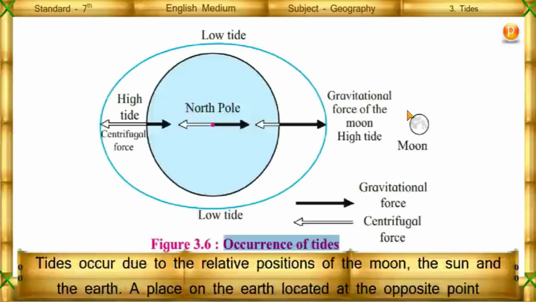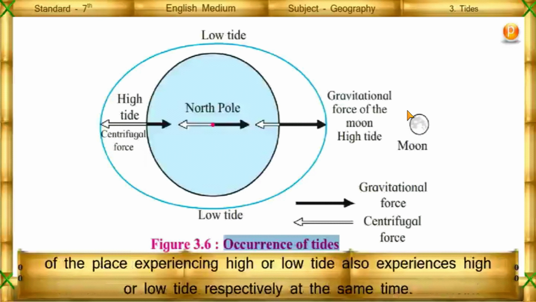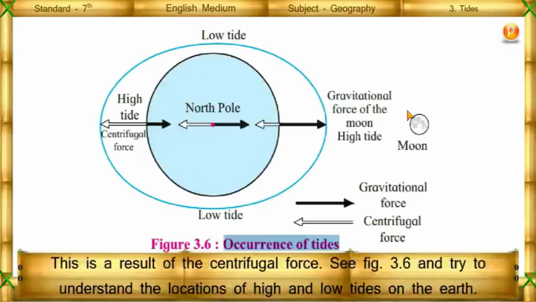A place on the earth located at the opposite point of the place experiencing high or low tide also experiences high or low tide respectively at the same time. This is a result of the centrifugal force. See figure 3.6 and try to understand the locations of high and low tides on the earth.